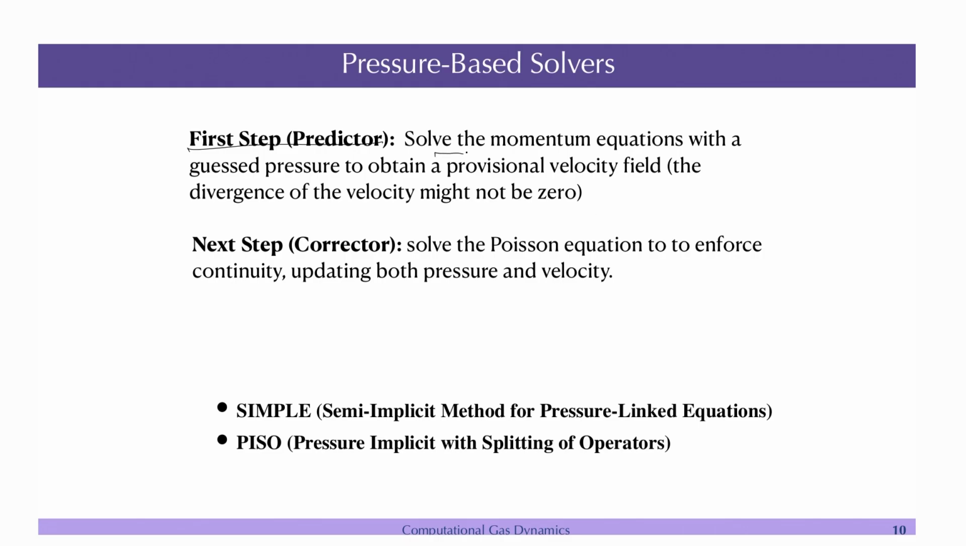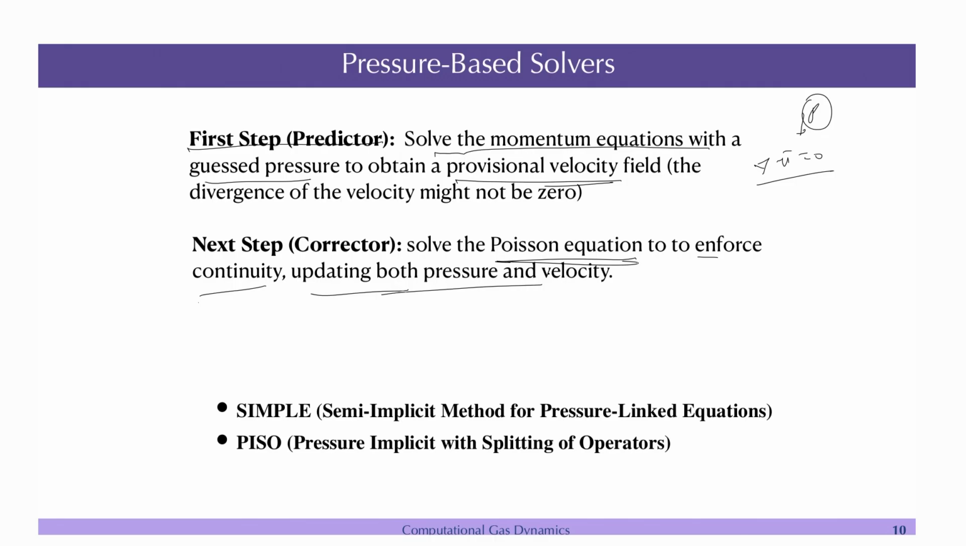First you solve the momentum equation, taking a guess for the pressure, and of course, the pressure will not be true. It is a guess, and you get the provisional velocity field. And when you get this velocity field, del dot u might not be 0, because you started with some guessed pressure. Next, you take this pressure Poisson equation to enforce the continuity, and that will update both the pressure and the velocity.